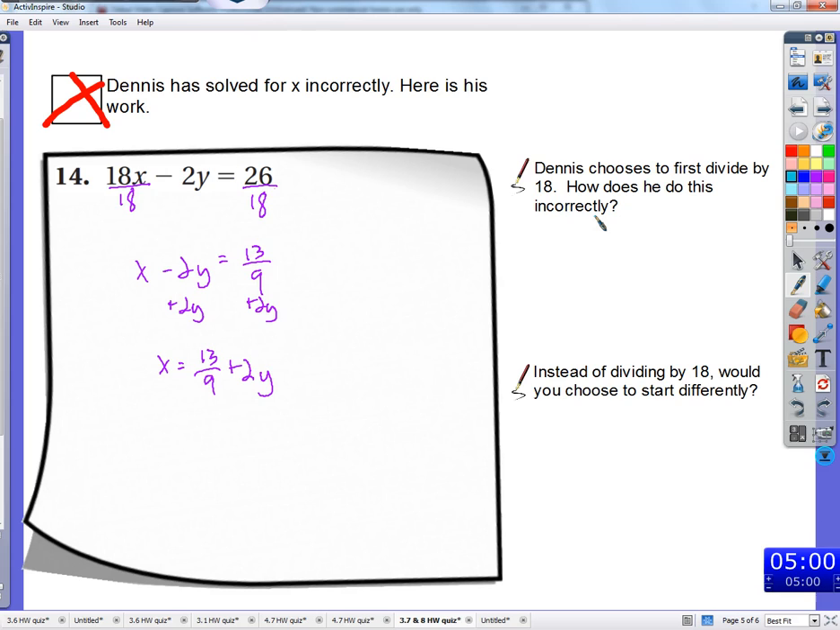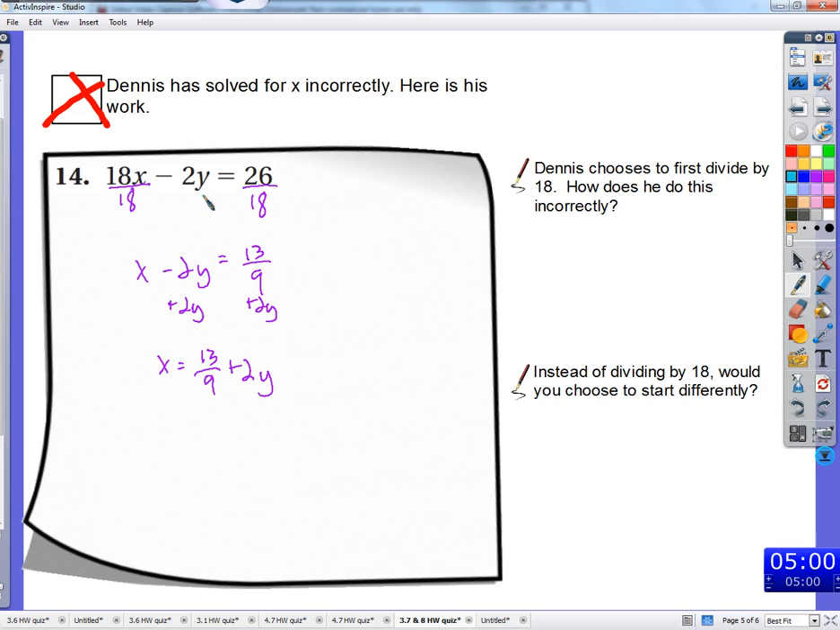Okay, so what happened? Why is this incorrect? What's incorrect about this division by 18, Jada? On the left side, it's not divided by the whole side. That's right. Okay, what they've done, they've committed the cardinal sin of algebra, they've thrown the equation out of balance. If you're going to divide one side by 18, you're going to divide the whole thing by 18. If you're going to do it, just do it correctly.